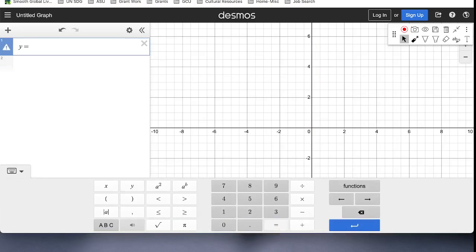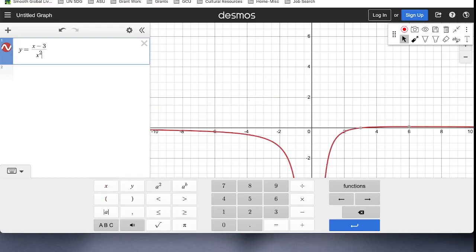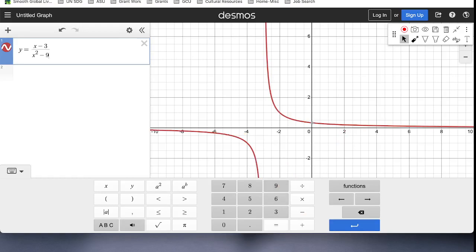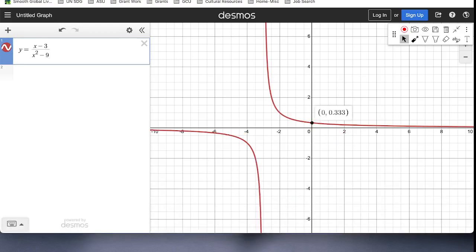Y equals x minus 3 divided by x squared minus 9. And again, we see what's happening here. There it is, 0 and 1/3. 0.333 is 1/3. And then if we trace along here, we see at 3 we get a hole. When x is 3, it's undefined.